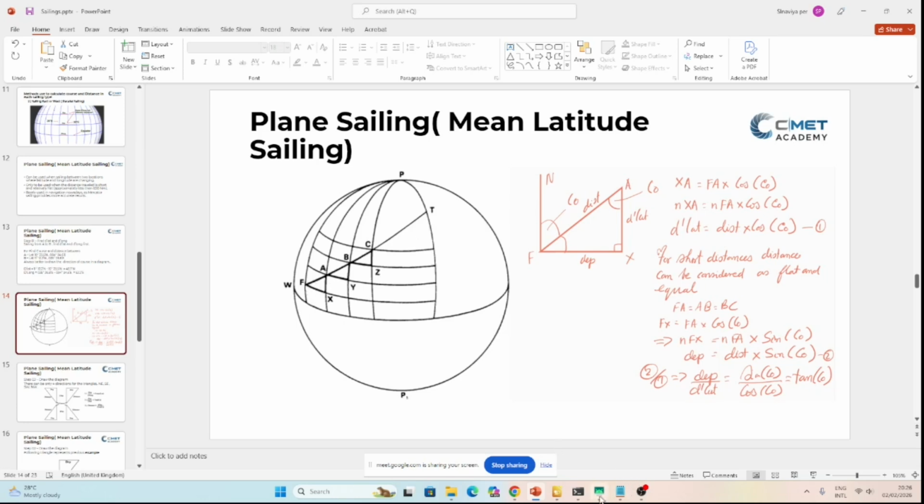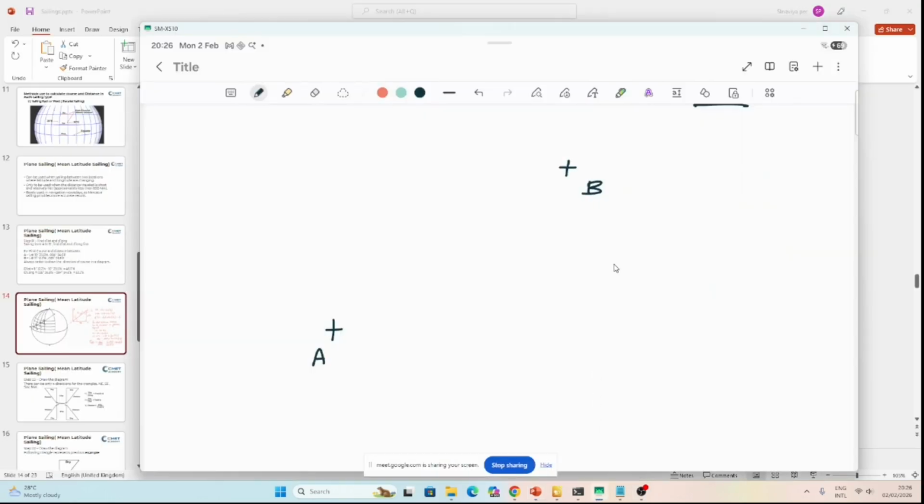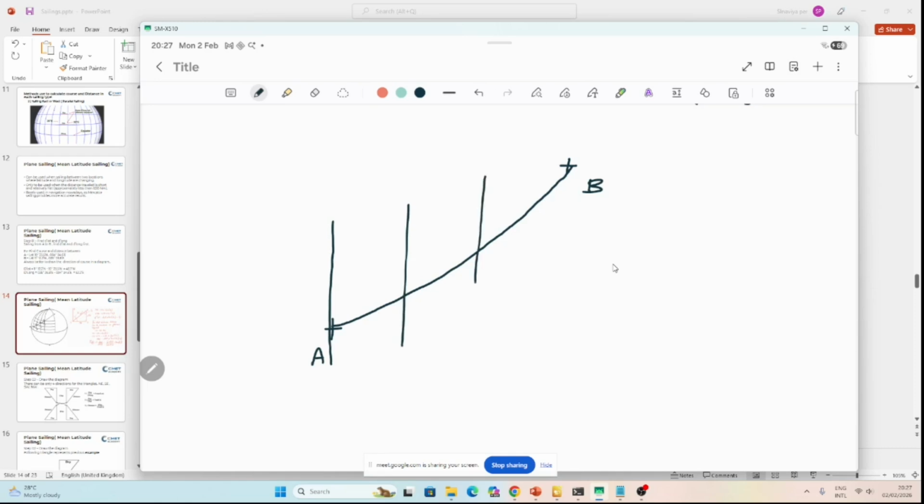Yeah, so assume that you are moving from F to T. In my case, in my screen, I have drawn it as A to B. Because the Earth is curved, you are basically going along a small curvature like this. But because it's a small distance, less than 600 nautical miles, we can consider that the longitudes are parallel to each other.